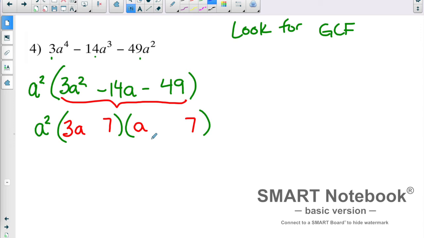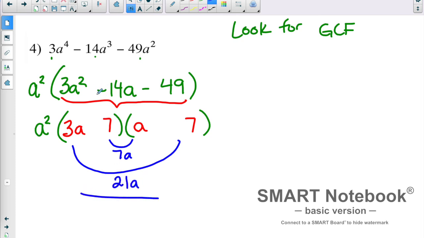If you don't check your insides and outsides, you often make mistakes, especially when it comes to signs. I know I'm supposed to get a negative 14, but if I had negative and negative, that would multiply to give me a positive 49. So that's one thing to just make sure we pay attention to. On the inside, we get a 7a. On the outside, we get 21a. That can combine to give me the negative 14 if that was negative 21 and a positive 7.